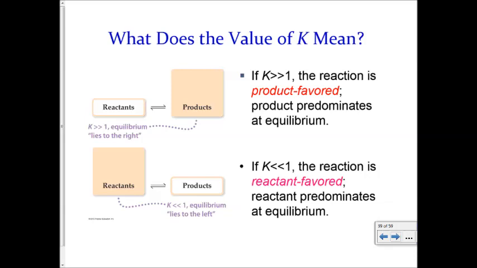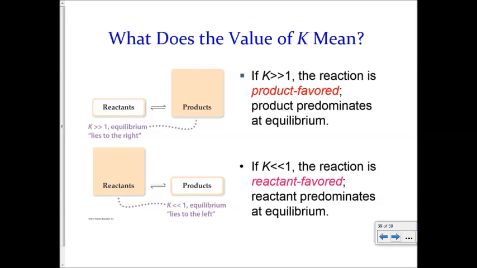Now, what does this K value tell us? This is important. What does K mean? If K is a lot greater than 1, the products are favored in the equilibrium position. So products are going to predominate at equilibrium if your K value is super big. And if your K value is tiny, below 1, it's going to be more reactant favored. So your reactant concentrations are going to predominate at equilibrium.